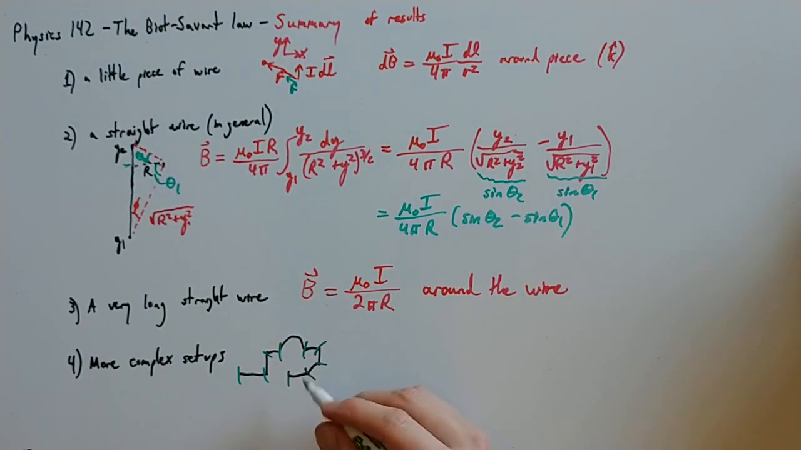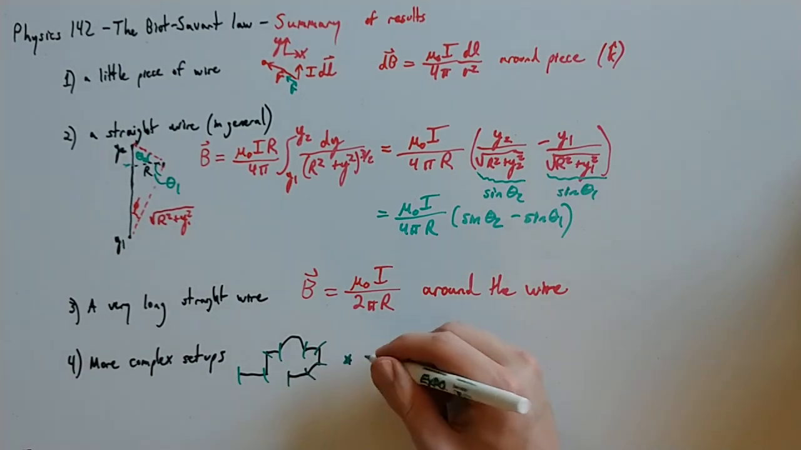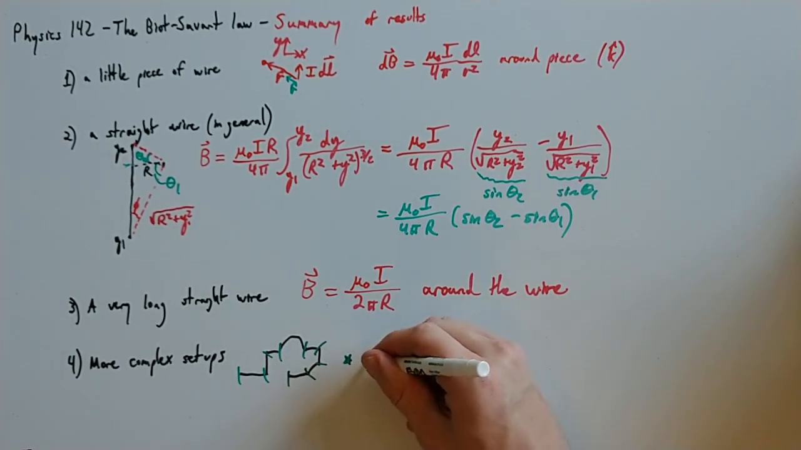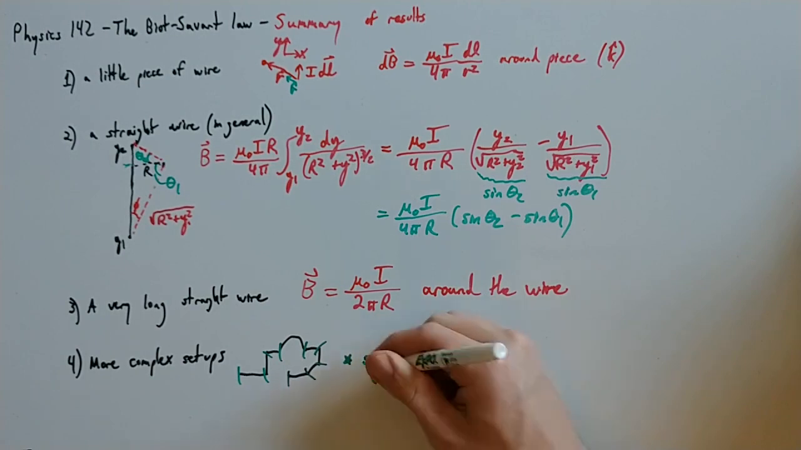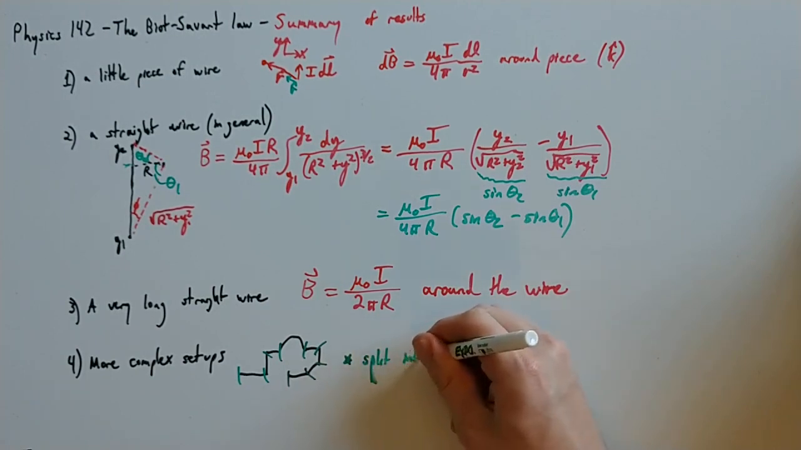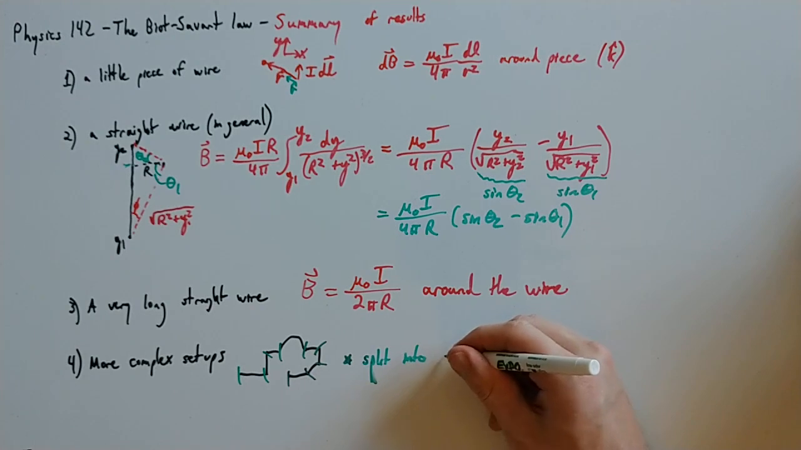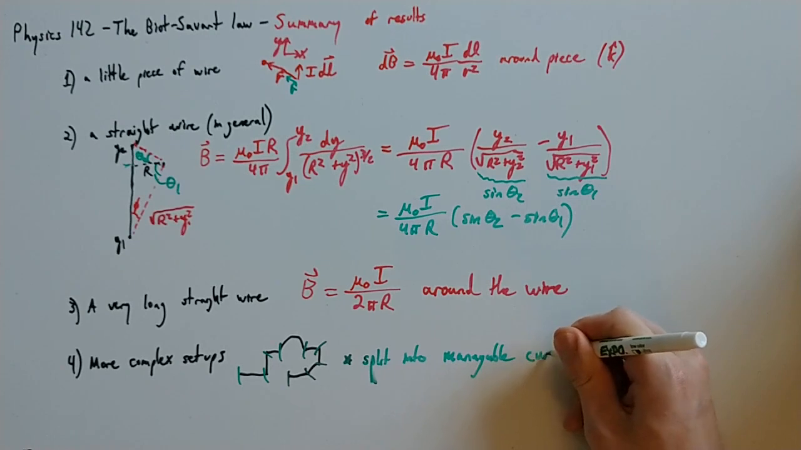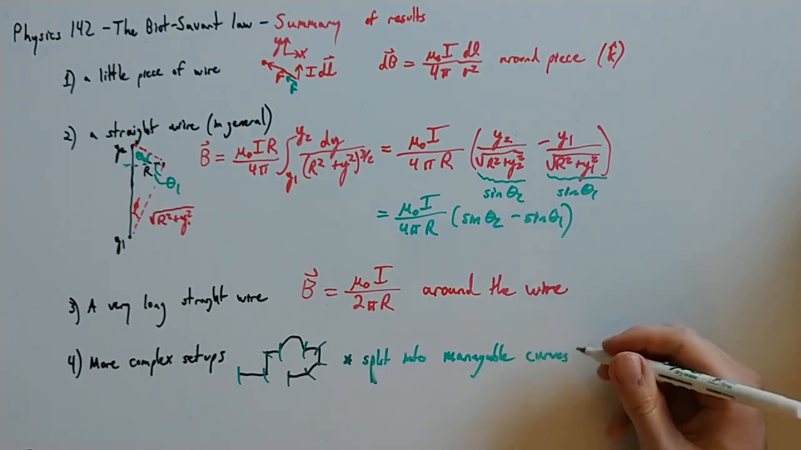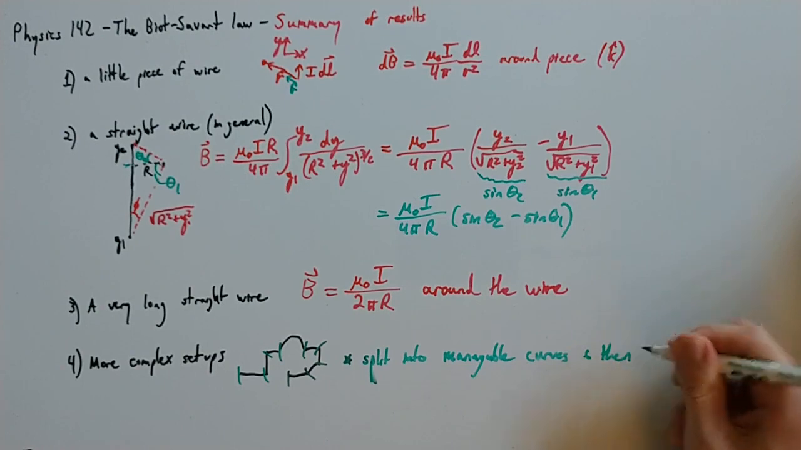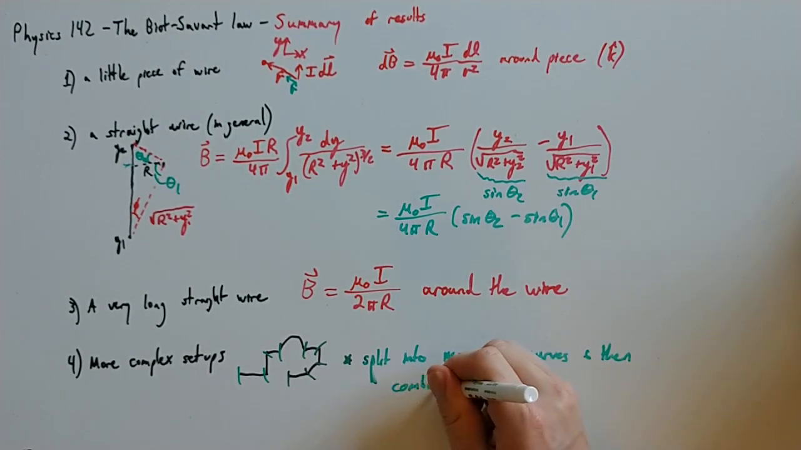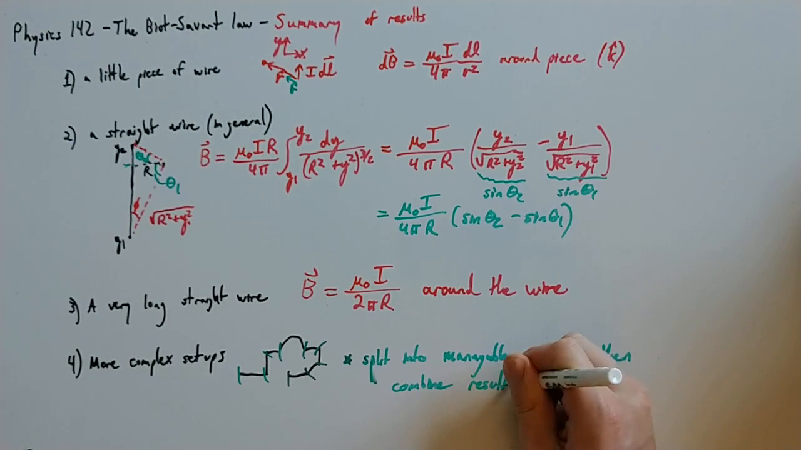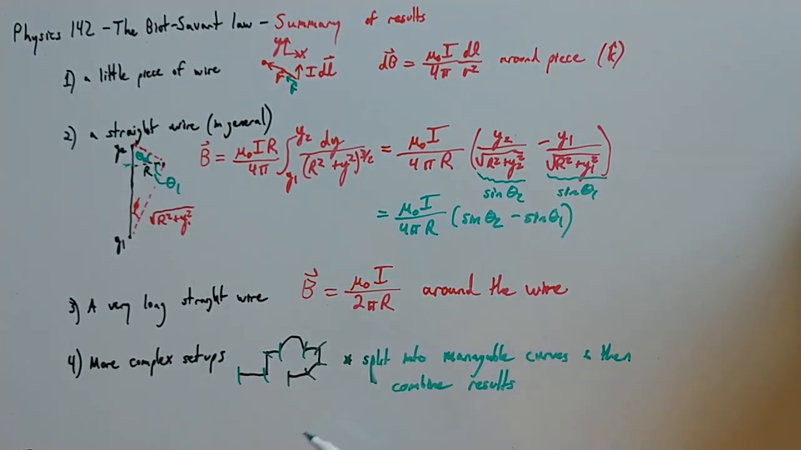So for more complex setups, right, the key is to sort of use superposition, split into separate, manageable curves, and then combine results, right? So find as many sort of straight wires as you can, parts of circles as you can, combine them all together. All right, good.